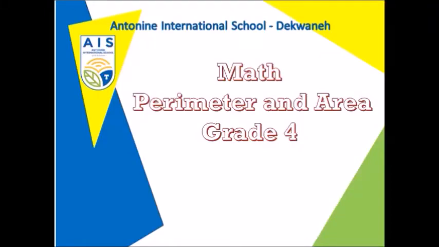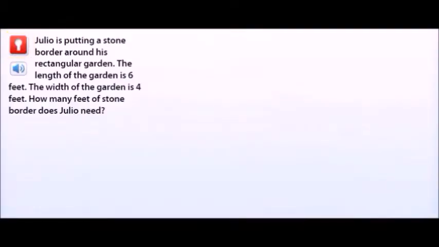Hello, grade 4. It's our last lesson together, perimeter and area. Let's start with this problem. Julio is putting a stone border around his rectangular garden.